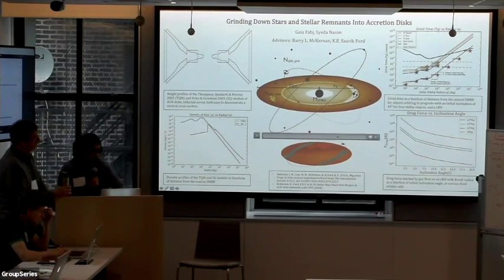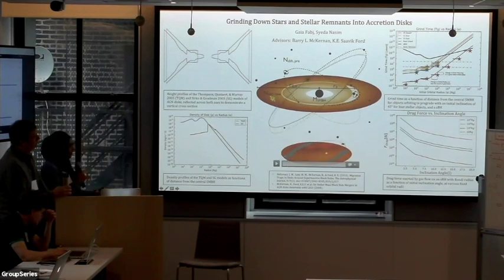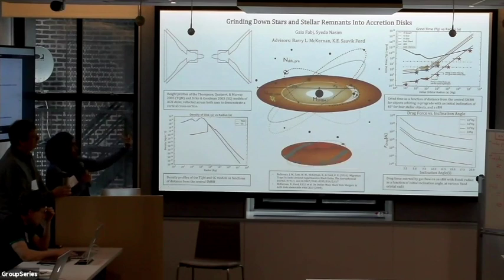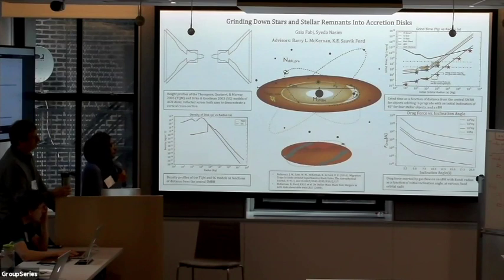And this animation is just showing that every time it passes through the disk, it loses inclination, but also a radial component. So the orbit is actually getting smaller, as well as less inclined, until eventually it is being ground down. This is the grinding down process, and the grind time is just how long it takes for that.